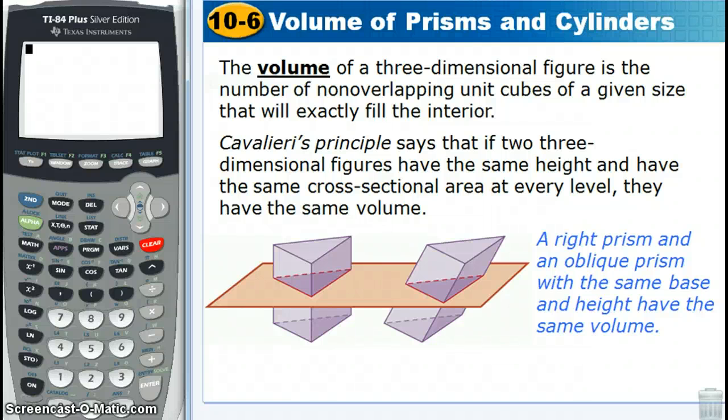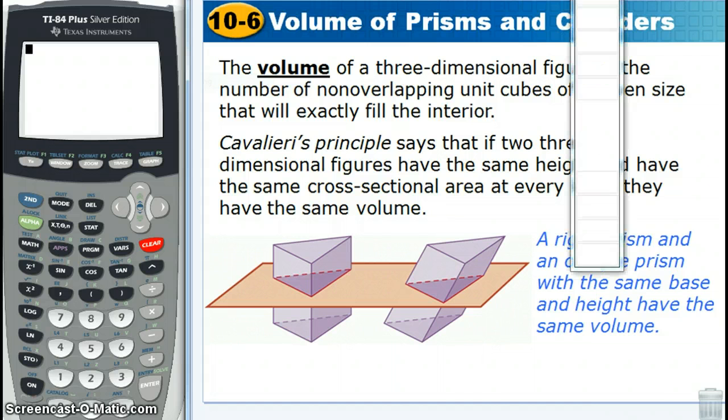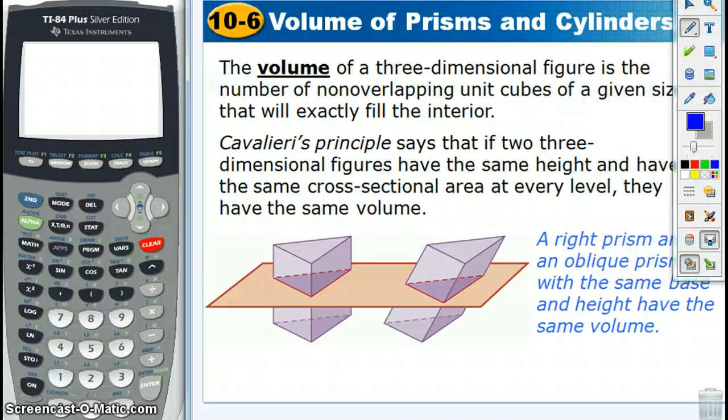Today we're going to learn about the volume of prisms and cylinders. So let's go ahead and get started. Let's first talk about what volume is.